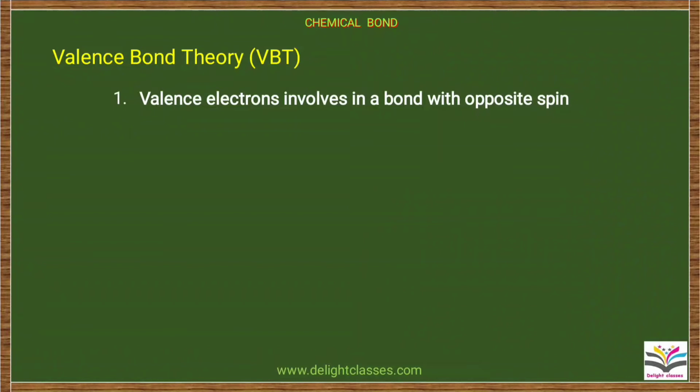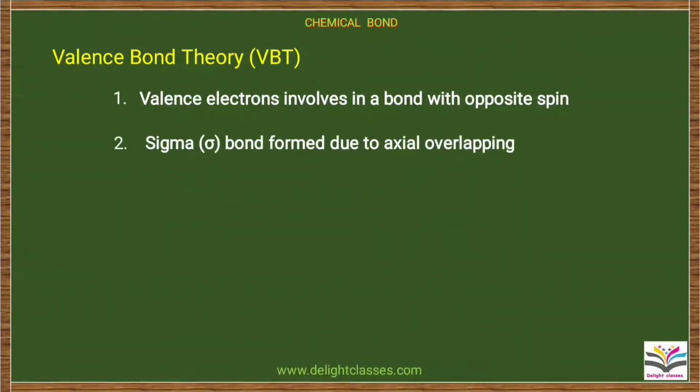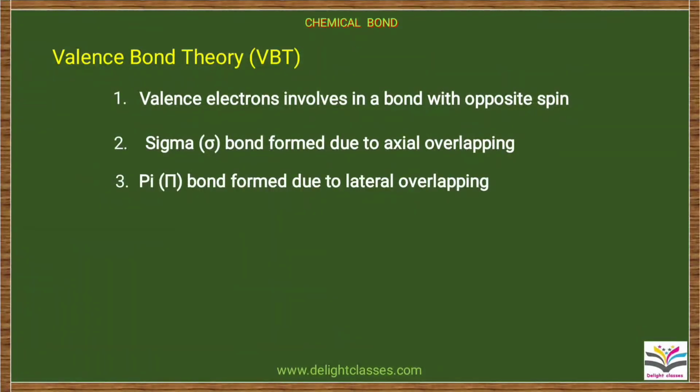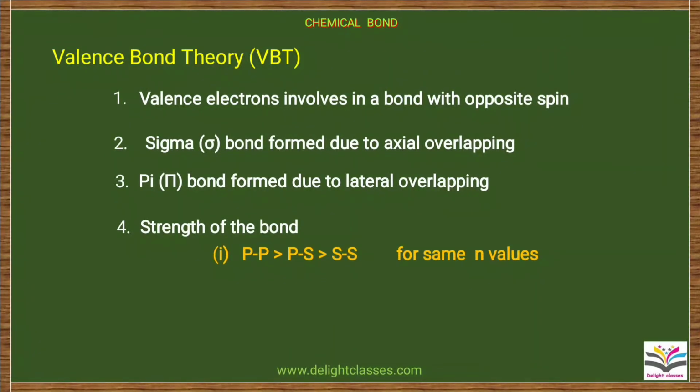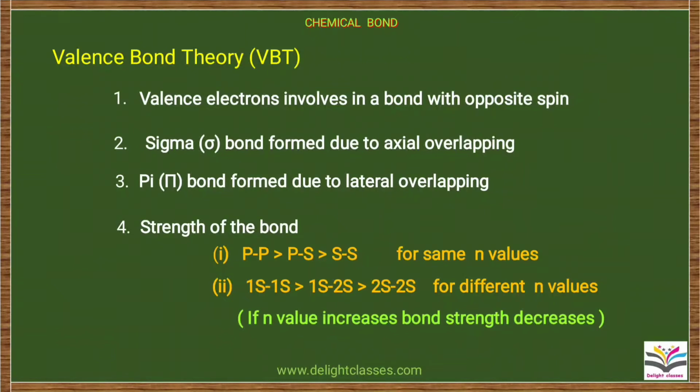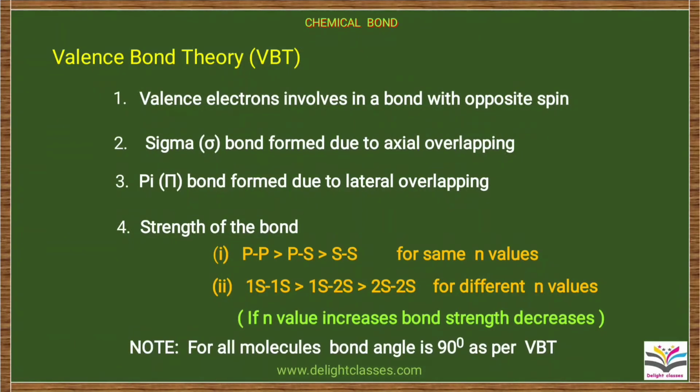Valence bond theory. Valence electrons are involved in a bond with opposite spin. Sigma bond due to axial overlapping, pi bond due to lateral overlapping. Strength of the bond: pp is greater than ps greater than ss for same n values; 1s-1s greater than 1s-2s greater than 2s-2s for different n values. As n value increases, bond strength decreases. For all molecules, bond angle is 90 degrees as per VBT.